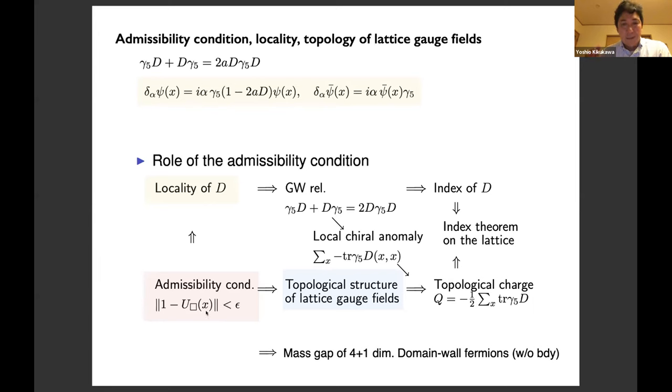But if the link field looks like a continuum, then we can define the topological charge. So this condition implies such a property: the link fields are actually approaching the continuum limit. Is it okay? This answers your question. Yes. Okay, so let me go on.